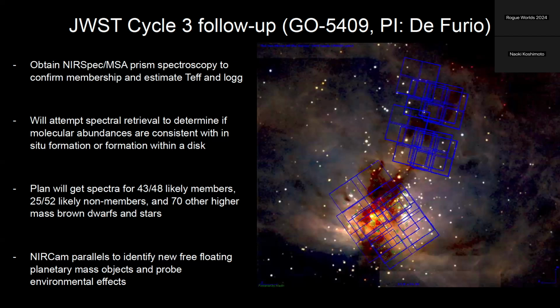On top of that, we're going to get NIRCam parallel imaging in the edge of the cluster, which, if we were unable to detect things below 3 Jupiter masses, or if there are differences as a function of environment, we should hopefully be able to see in these NIRCam images in the periphery of this cluster. Importantly, we'll be able to better estimate masses, confirm membership of these sources, and then we're also going to perform some spectral retrievals to see if we can identify any differences in the abundances, which would give us indications on the formation processes, whether these things are formed in situ or formed within a disk, accreted beyond some ice line, and then later ejected.